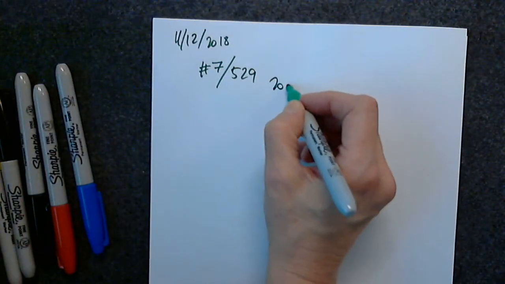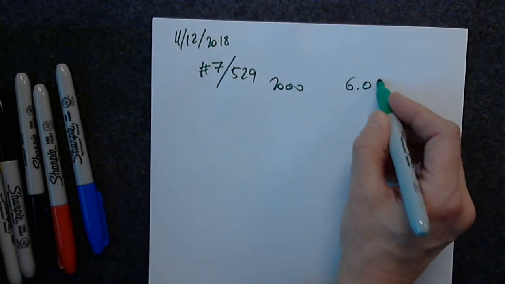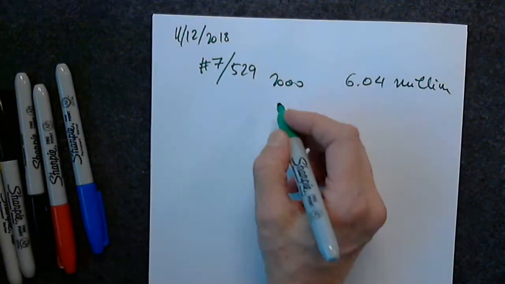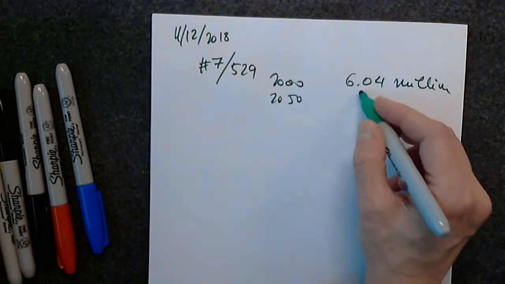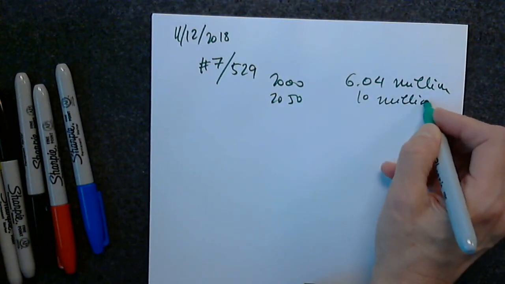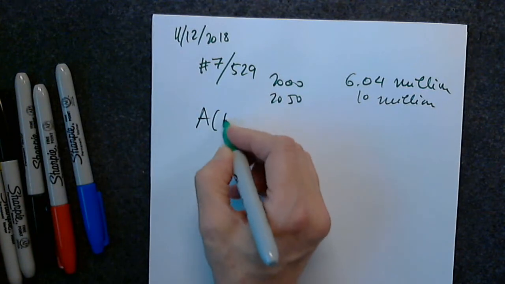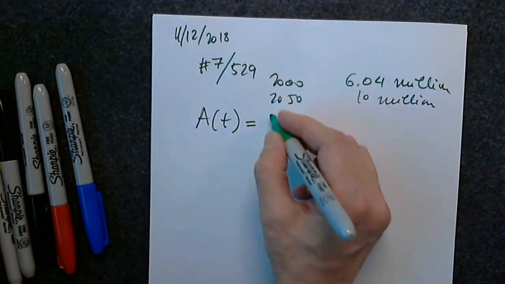I read and take notes. In the year 2000, the population of Israel was approximately 6.04 million. And by 2050, it is projected to grow to 10 million. Use the exponential growth model, A of t. And now you'll tell me if this reminds you of anything.